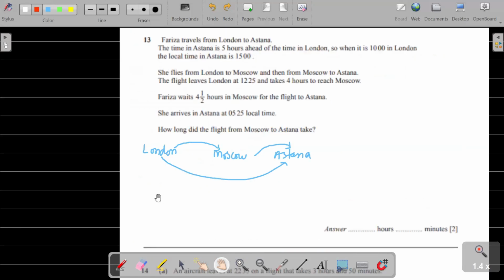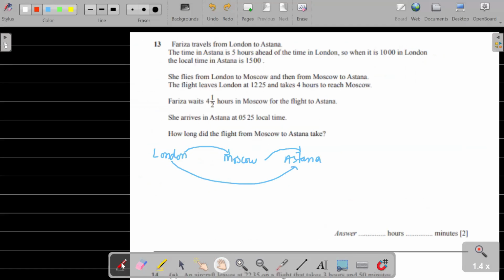Our equation shows that this is a connecting flight in which Fariza was supposed to travel from London to Astana by taking a stop at Moscow. At London, she started her flight, her takeoff was at 12:25. She has spent 4 hours in the journey, and then she was supposed to reach here by adding them up.